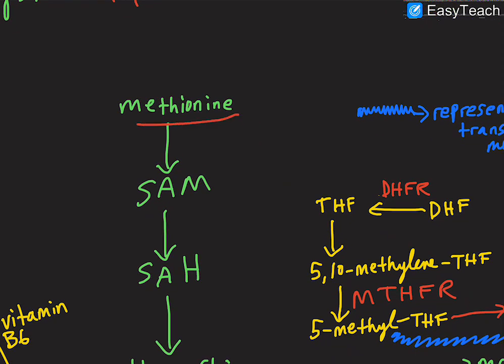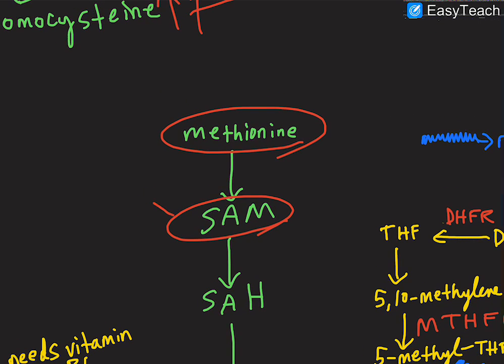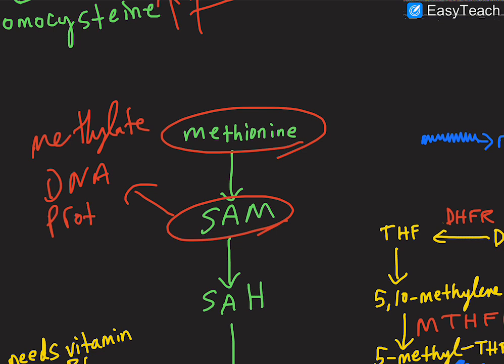So you start with methionine, and then methionine can get converted into S-adenosylmethionine. S-adenosylmethionine is really good at methylating things. It's a methyl donor, so it can methylate certain molecules like DNA and proteins, for example. So S-adenosylmethionine is a methyl donor.